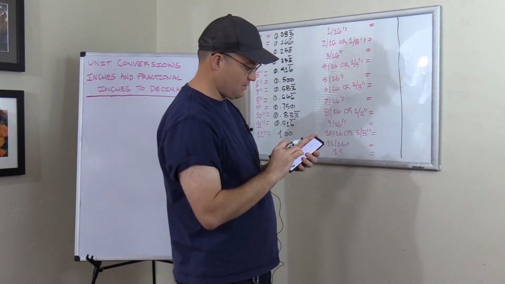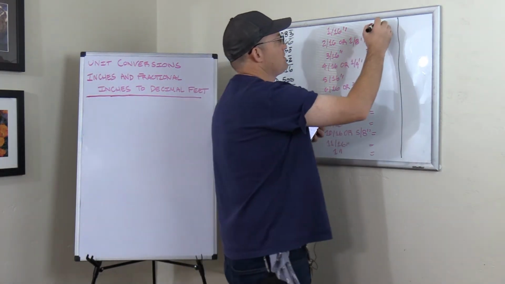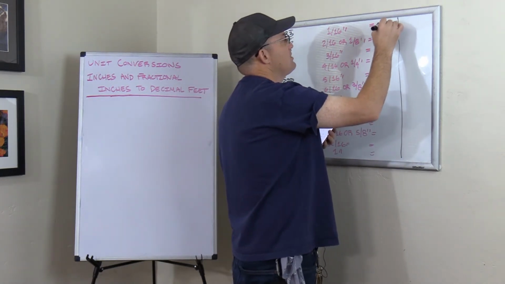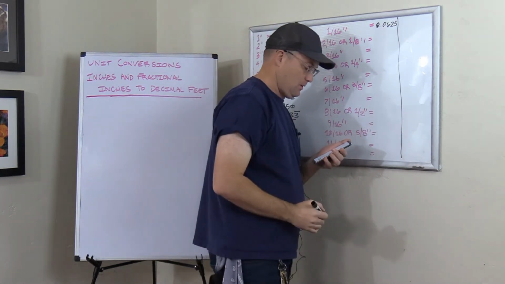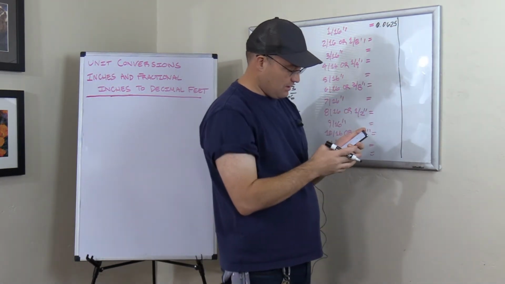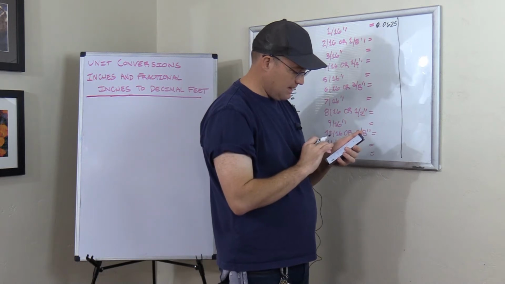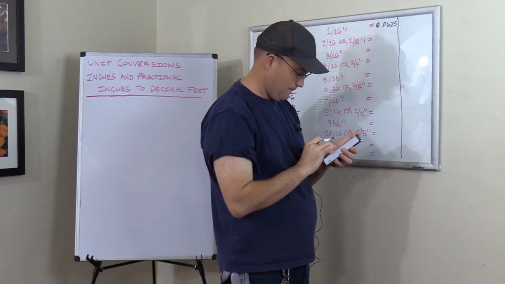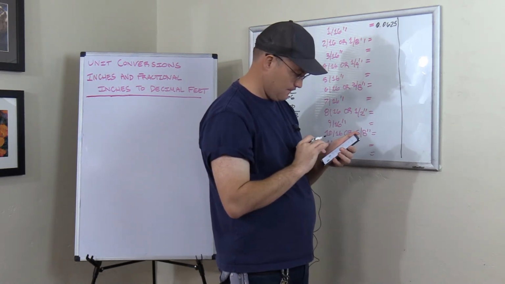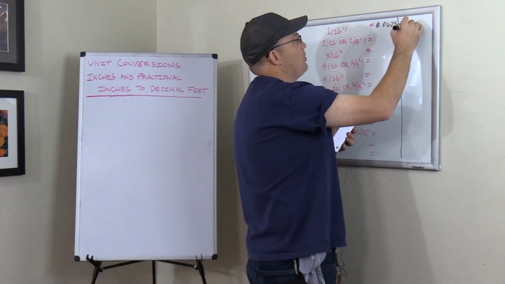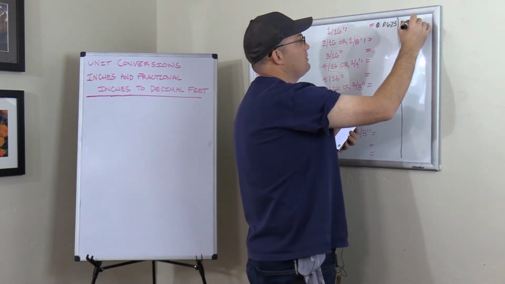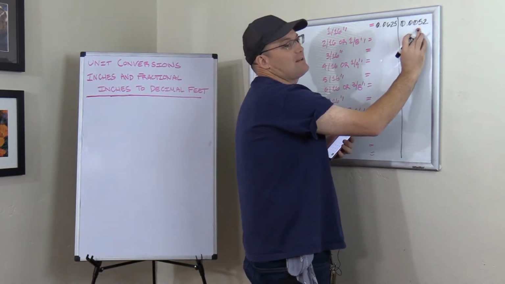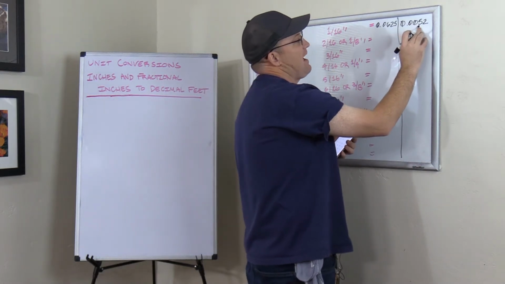Okay, so 1/16, so 1 divided by 16. This is 0.0625 inches. But we want to know what it is in decimal feet. So we're going to divide that number again by 12, and we get 0.0052. So it's less than a hundredth of a foot. It's a half a hundredth.